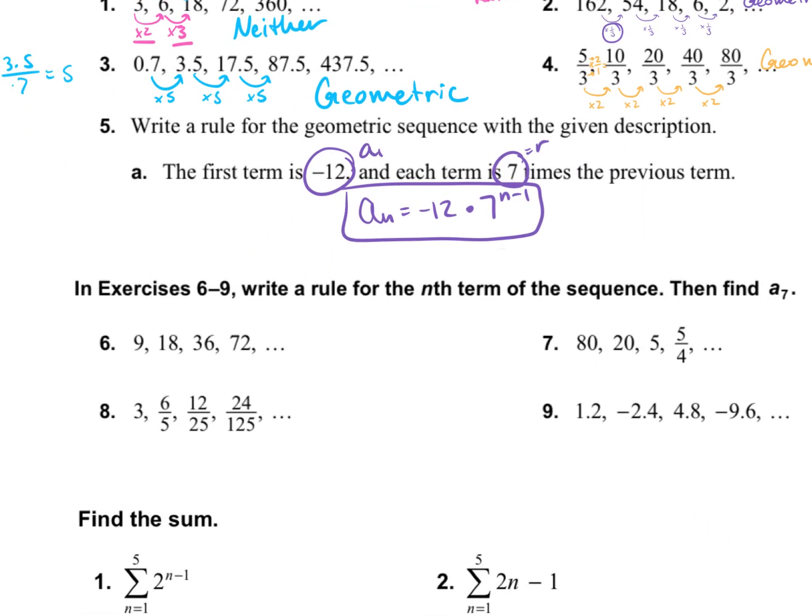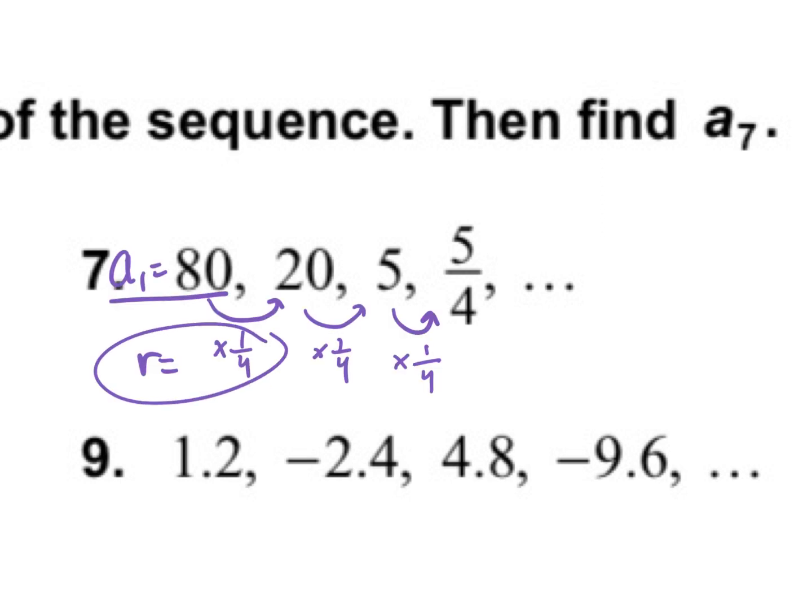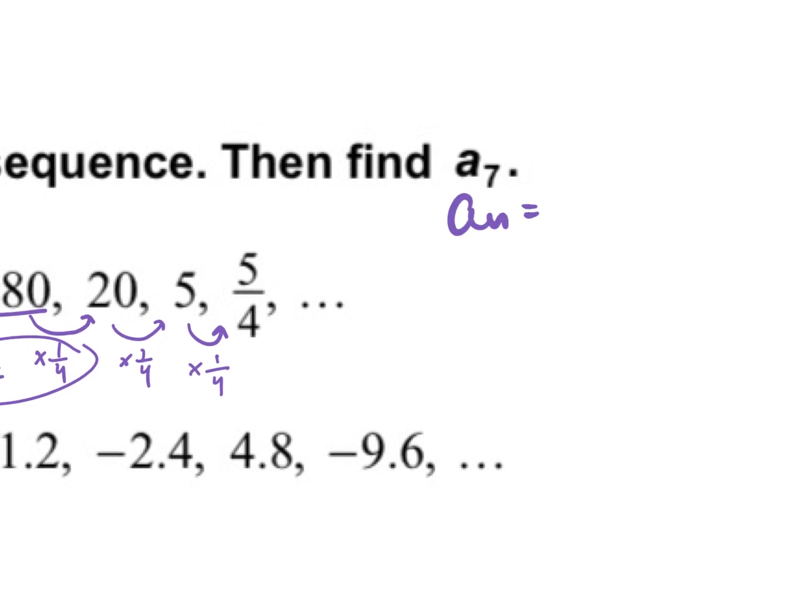All right, for 6 through 9, we have to write a rule for the nth term of the sequence, then find a sub 7. So let's look at number 7. What am I multiplying to get from 80 to 20? 1/4. Perfect. Again, I'm multiplying 1/4 to get from 20 to 5, and 1/4 to get from 5 to 5/4. So what's my first term here? 80 is my first term. What's my common ratio? That's 1/4. So let's plug it into our formula. A sub n is equal to what? 80 times 1/4 to the power of n minus 1. That is our rule.